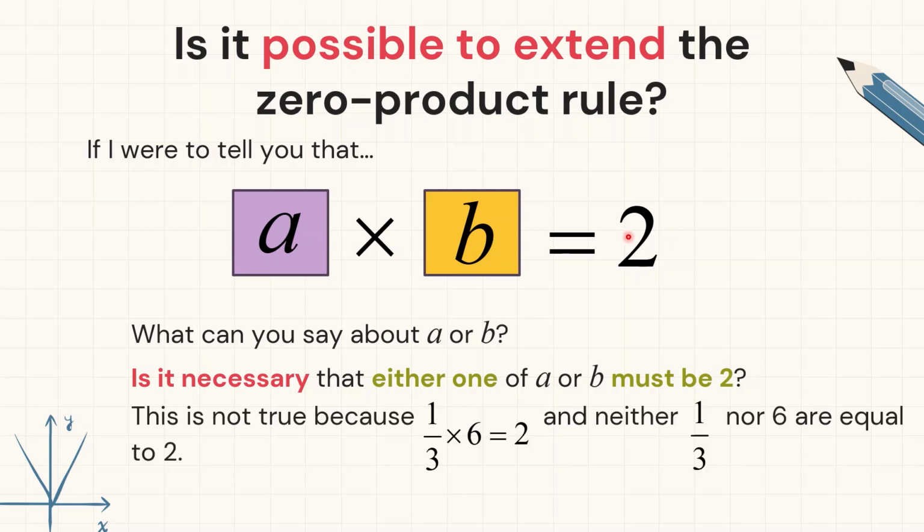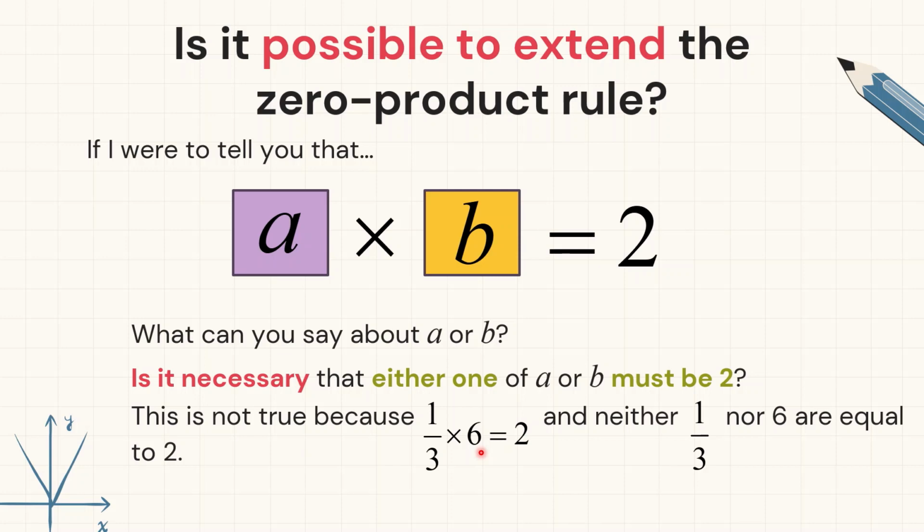We know that this is not true because I can have 1/3 times 6 to give us 2. I'm not talking about trying to figure out the factors. A and B need not be whole numbers. They need not be integers. We know that to multiply two things, I can have things like 1/3 times 6, and that gives us 2. And we see that neither 1/3 nor 6 are actually equal to 2.